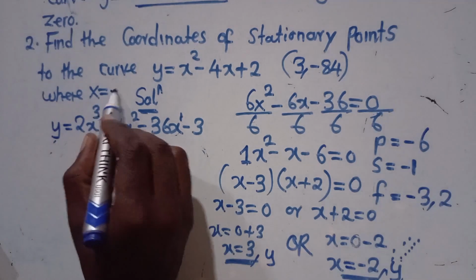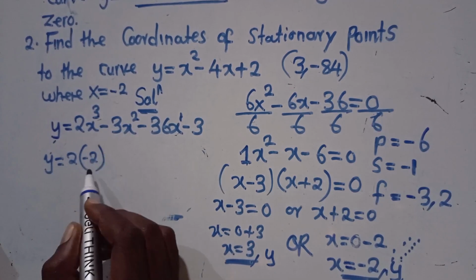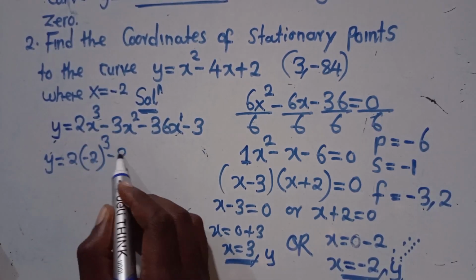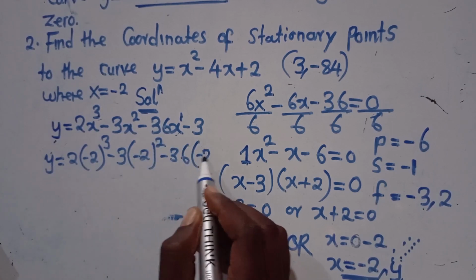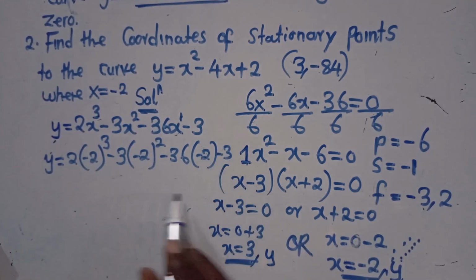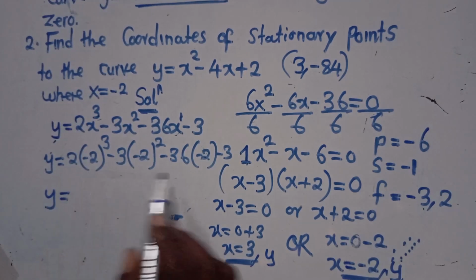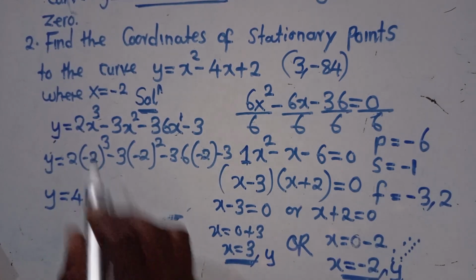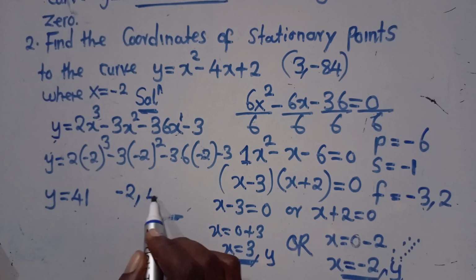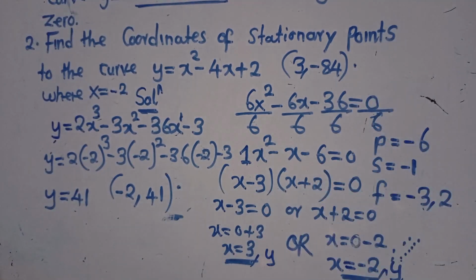So where x is -2, where there is x, I put -2. 2 multiplied by -2 like this, then I put a cubed, minus 3 multiplied by -2 squared minus 36 multiplied by -2 minus 3. To save time, I've gone through these questions. So when you punch this on the calculator, the answer that you are going to get will be 41. So which means that the coordinate is -2, 41.